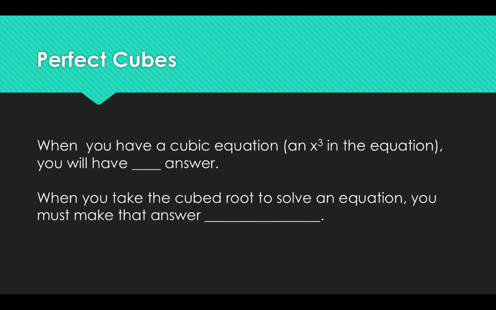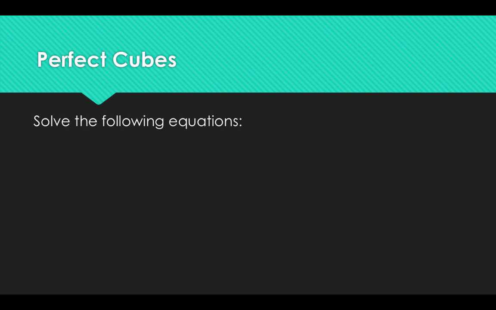So when you have a cubic equation, so now instead of having x squared, we're going to have x cubed in the equation, we're only going to have one answer. So now, when you take the cubed root to solve an equation, you need to make that answer the same sign. So before, when we took the square root, we had to make our answer positive and negative, but now we're just sticking with the sign. So let's try this out to get a better understanding of what I just said.